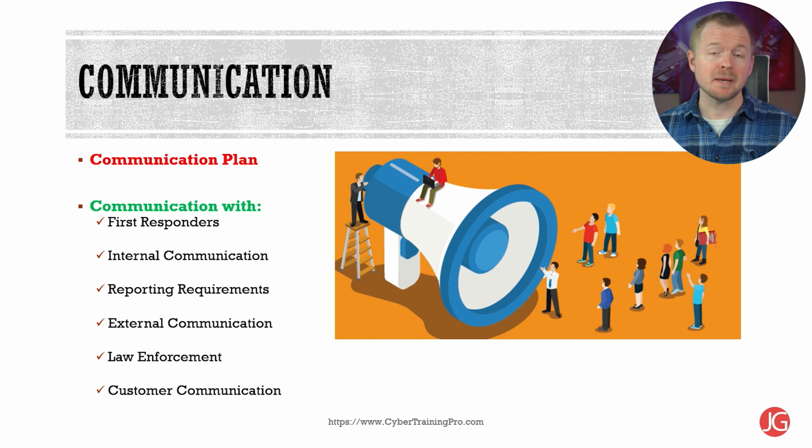Internal communication, because the team and senior management typically need to know about all incidents. Reporting requirements are important if there's laws or requirements to report certain types of incidents. External communication, such as how to deal with the media or the public. You might have to release a statement if you have a significant data breach. Law enforcement, again, depending on the magnitude or the type of the incident, you might need to communicate with law enforcement. And customer communication, either as part of transparency or because certain laws require customers to be notified when their data is exposed.